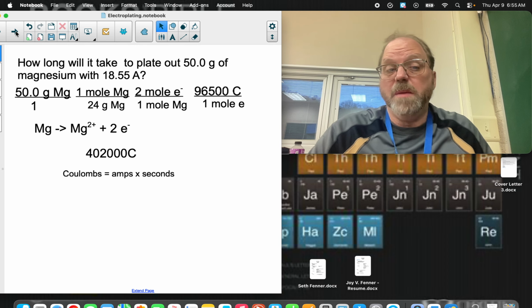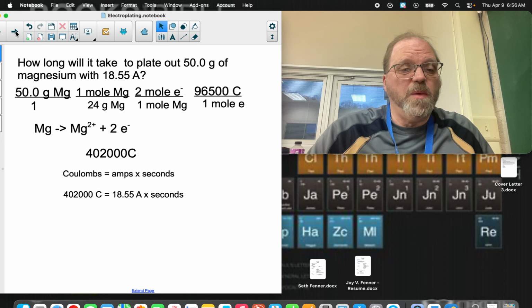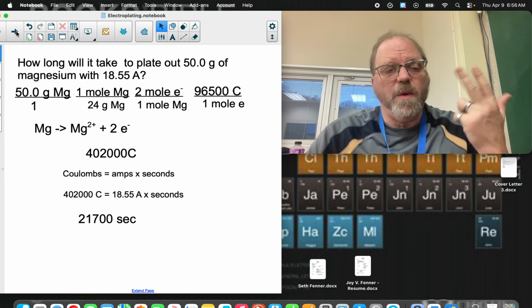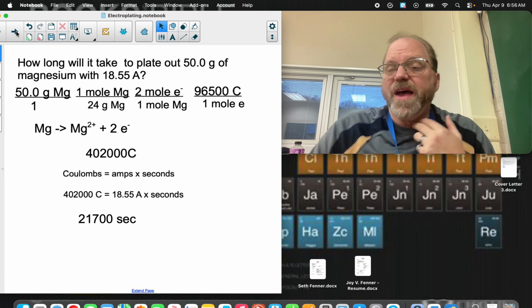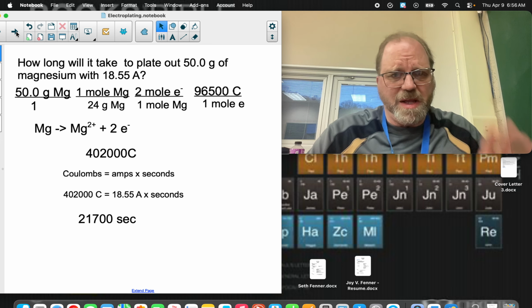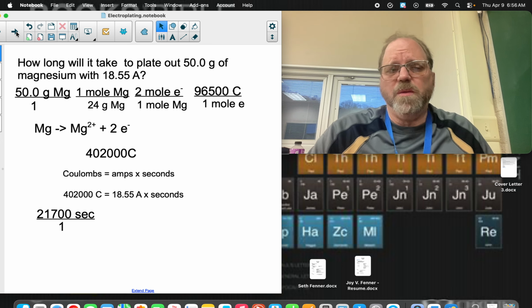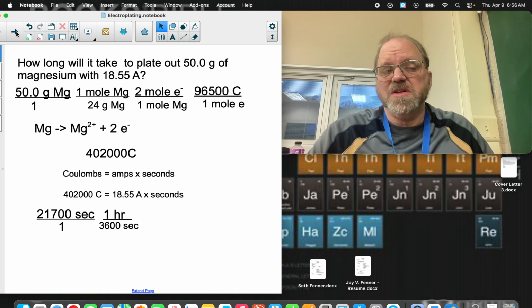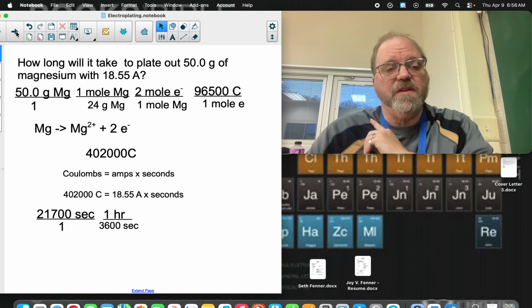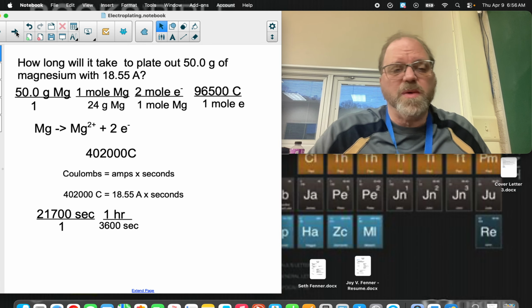Now, we said a coulomb is an amp times a second. So we have 18.55 amps times seconds. So divide 402,000 by 18.55. We have 3 sig figs. We got 21,700 seconds. Now, seconds is a really, really big number. It's hard to get our brains around. So let's put that over 1. We're going to convert it here. We said that 3,600 seconds is 1 hour. So take 21,700, divide by 3,600, 3 sig figs. We get 6.03 hours. That's the answer.